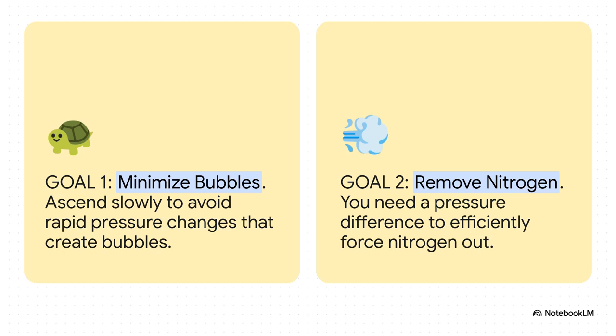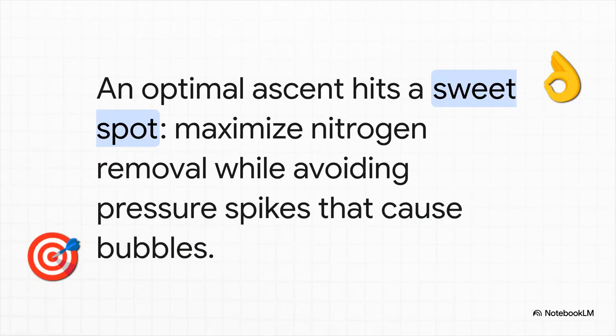But then you have goal number two. You need to get rid of the nitrogen in your system. And to do that efficiently, you need a big pressure difference, which means getting shallower, faster. See the problem? Go too slow, and you're not really off-gassing. Go too fast, and you get bubbles. So the perfect ascent, the holy grail, is all about hitting this sweet spot. You've got to be getting shallower to maximize how much nitrogen you're getting rid of. But at the same time, you have to avoid those pressure spikes that cause too many bubbles or bubbles that are too big. So the big question is, how on earth do you find that exact spot?